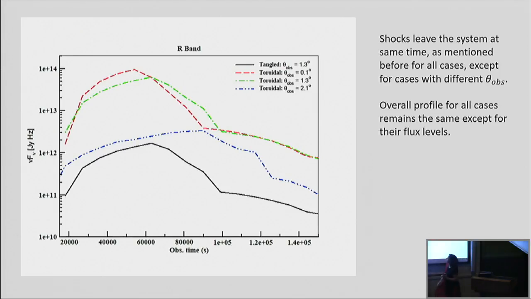Now, the light curve profile, so I'm just showing the R band here. As you can see, in case of the overall profile, they don't change except for their overall flux level. So the profile from the randomly oriented case shown in black to the one in green for the same viewing angle of 1.3 degree remains the same, but flux level obviously gets enhanced. And when you reduce your viewing angle to 0.1 degree or increase it to 2.1 degree, as I had mentioned earlier, the peaking of the flare profile gets affected. But other than that, there are no telltale signs that this really points to a toroidal geometry.